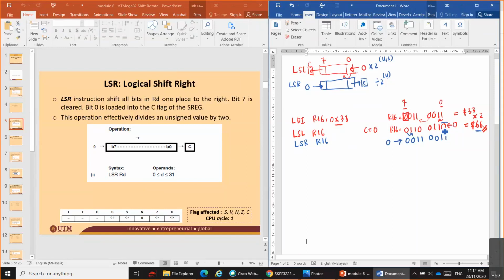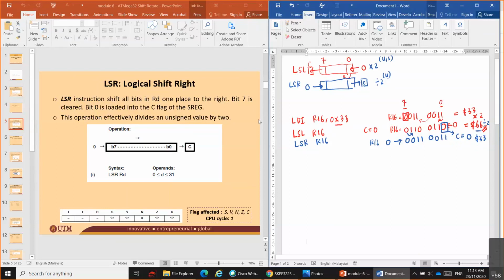What about this 0 here? Kosong yang ni akan masuk to your C flag. So C now gets the new value 0. So this is your R16. If you convert this value to R16, what value does R16 now have? Sama dengan 33. It means that from 66, you divided by 2, you get back 33.